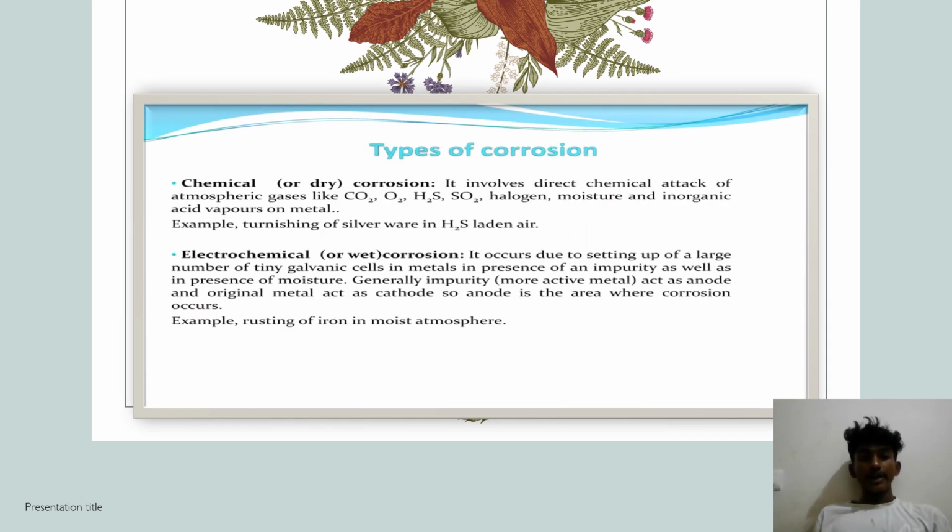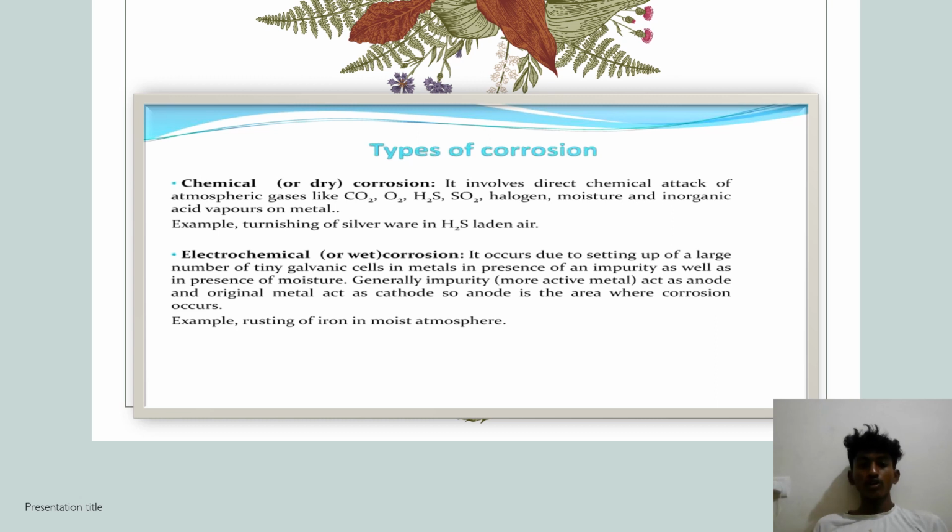Chemical or dry corrosion. It involves direct chemical action of atmospheric gases like CO2, O2, H2S, SO2, halogens, moisture, and inorganic acid vapors on metals. Example: tarnishing of silverware in H2S and air.